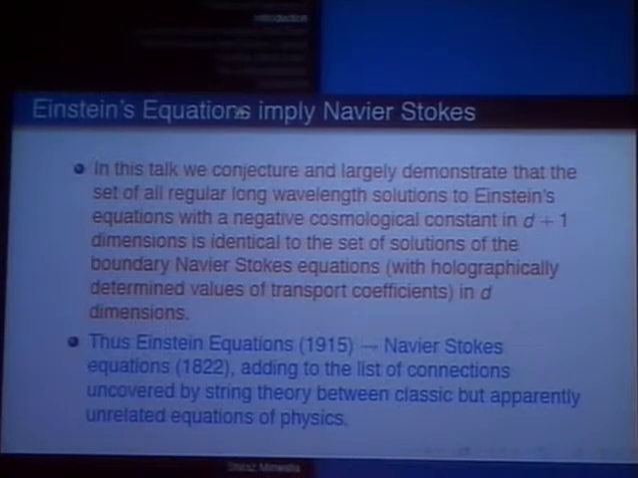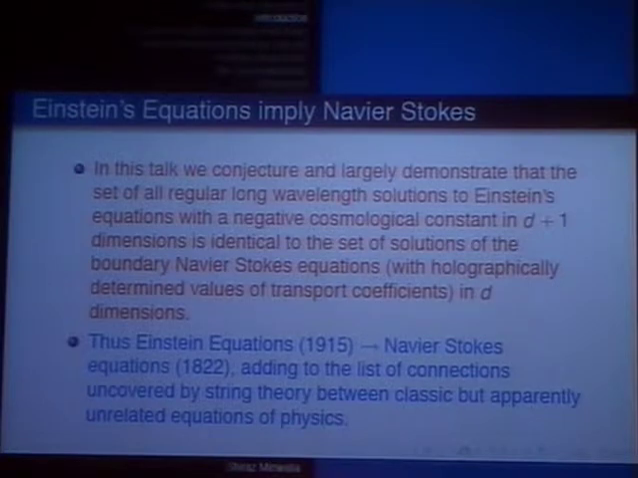So in this talk we're going to look at this universal subsector and look at a particular limit of this subsector, sort of a long wavelength limit. And we will conjecture and largely demonstrate that the set of all regular long wavelength solutions to Einstein's equations with a negative cosmological constant in d plus 1 dimensions is identical to the set of solutions of the boundary Navier-Stokes equations with holographically determined values of transport coefficients in d dimensions.